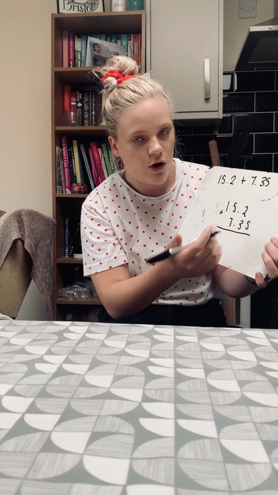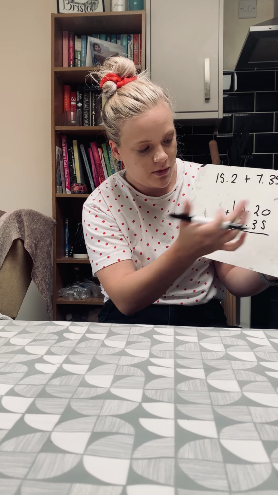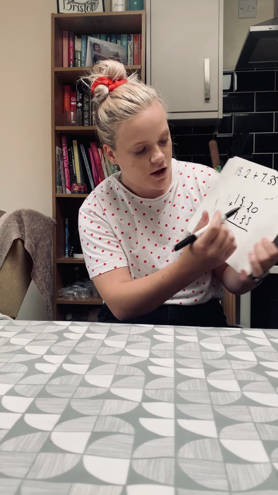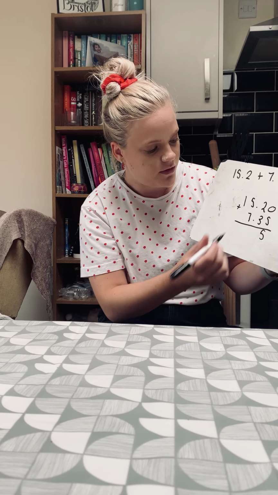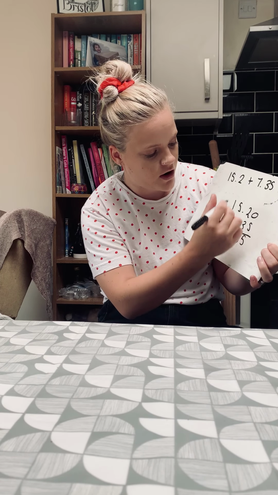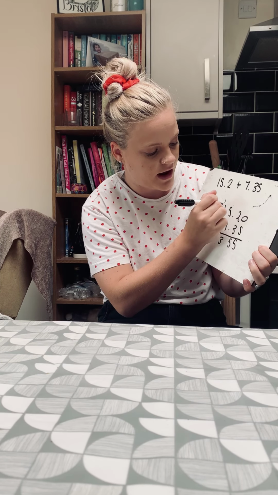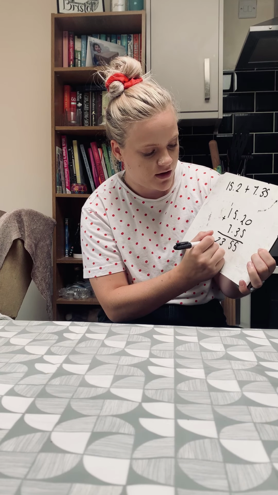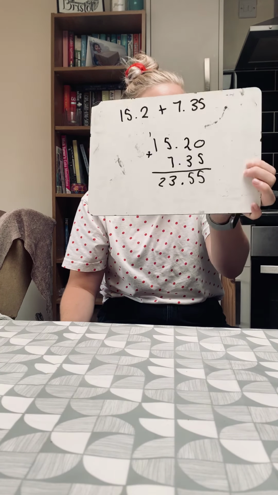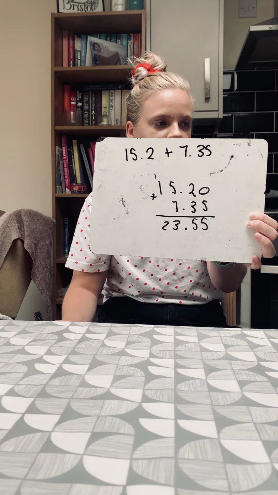So now I work my way down my column. So I can put a placeholder here. So nothing plus 5 would give me 5. 2 plus 3 would give me 5. 7 plus 5 would give me 13. So I need to carry my 1. 1 add 1 gives me 2. Okay, so I can work my way through my columns like that.